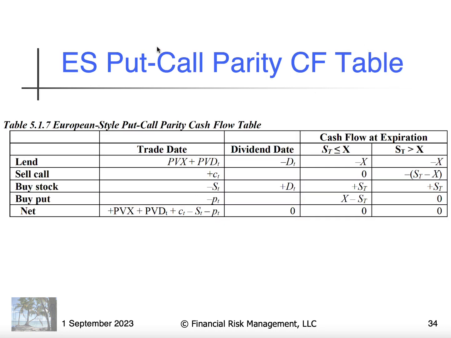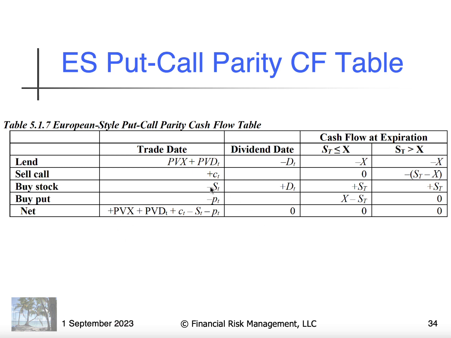The put call parity table: it turns out if you lend, sell the call, buy the stock and buy the put, then you end up with this stream of cash flows. Remember, we're taking a cash flow perspective, so it's important that this is cash flow, not investment. And so the cash flows at expiration are zero. Therefore, what should be the present value of a portfolio that offers zero for sure? Well, it should be zero.